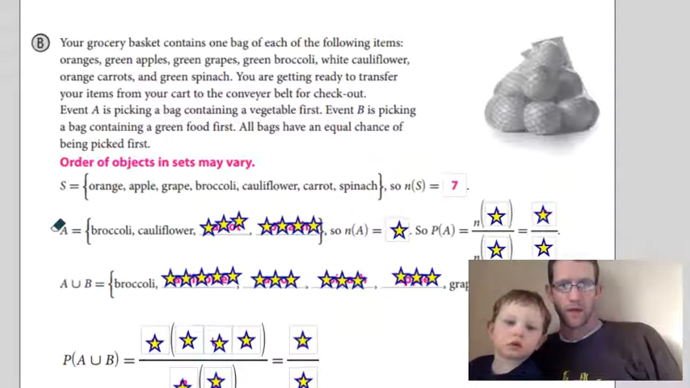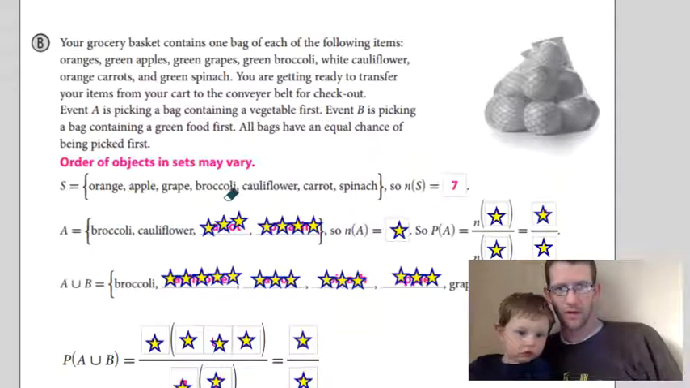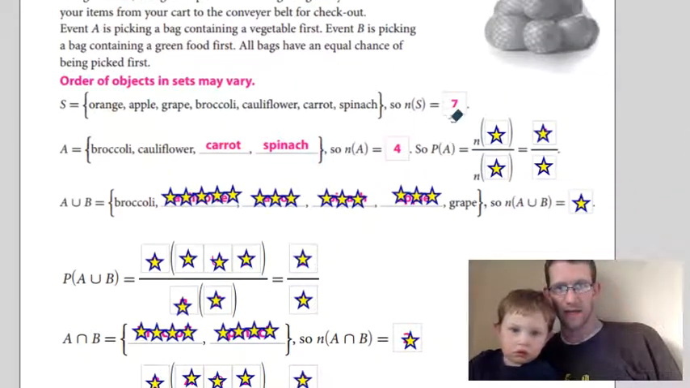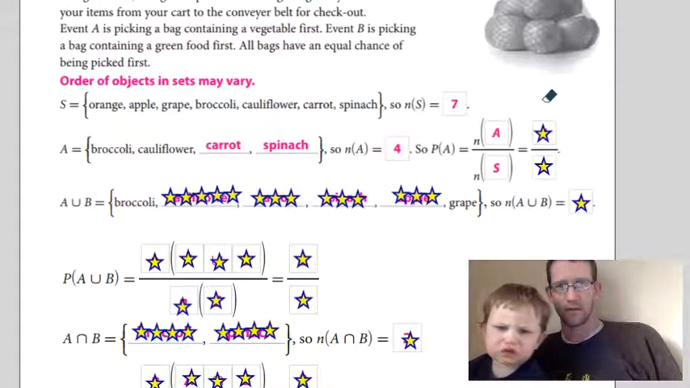Okay. Set A, right? What elements are in set A? A is the vegetables, right? So which ones are vegetables? Broccoli, cauliflower, carrot, spinach. Those are all vegetables, so therefore the number of elements are 4. The probability of set A, the probability of event A, sorry, is the number of elements in set A over the number of universal elements, which in this case is 4 over 7.